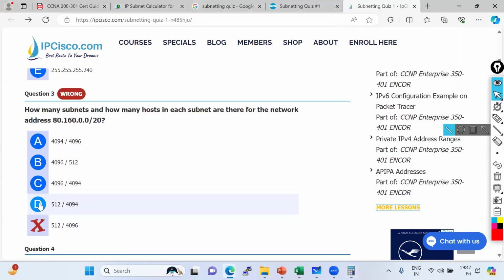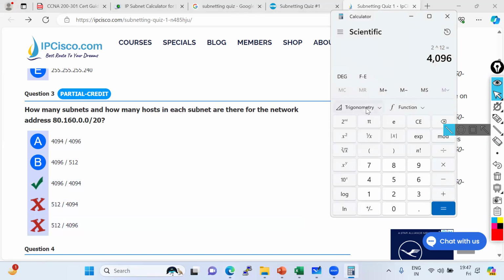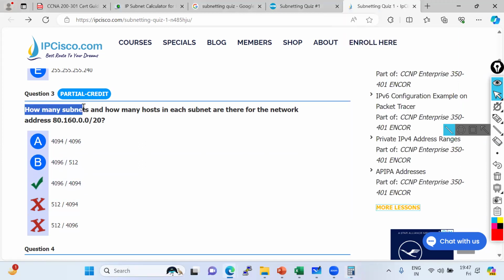This is incorrect. This is also incorrect. This is going to be the correct answer. So they are talking about how many subnets, right? Oh, so what they're actually asking is host and valid host. But no, this is how many subnets.